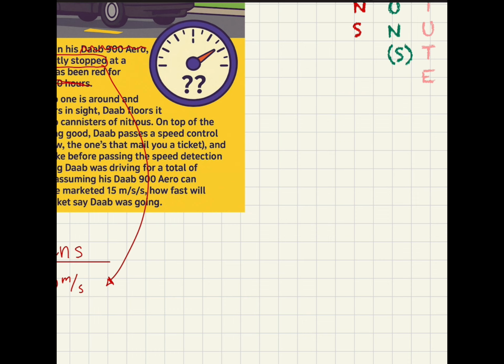So I'm just underlining "isn't able to brake" so I know, hey, I'm not stopping, there's no funny business going on, okay? Then it says, assuming Daab was driving for a total of 6 seconds, right? This is important. This is my time progressed, total time value, change in time, however you want to describe it, but it's 6 seconds. So I'm initially not moving, pedal to the metal, start accelerating, do that for 6 seconds until I pass the speed detection device, okay?